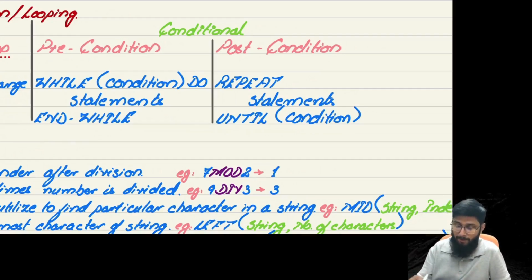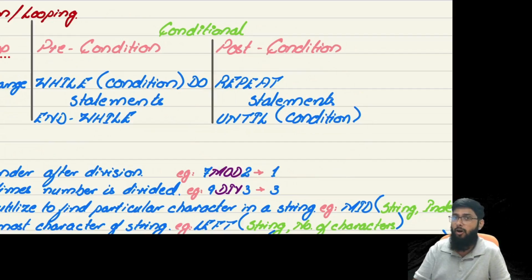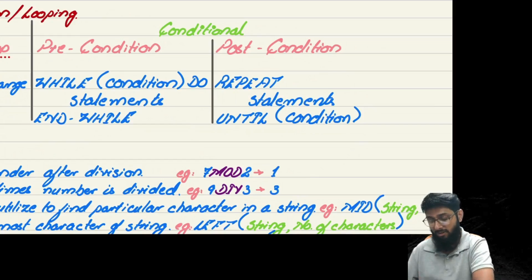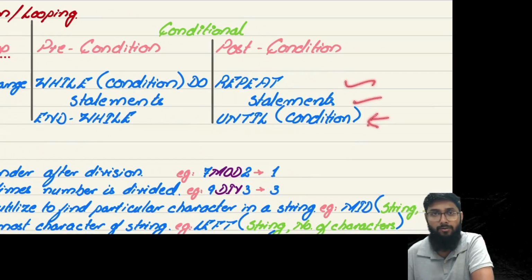So do remember, the repeat condition is the one where even though you do not need to execute the loop, it will be executed at least once. Why is it executed at least once? Just because it will be checking the condition at the end. It says repeat statements and then it says condition. Even though you do not need to execute it, it has been executed at least once.